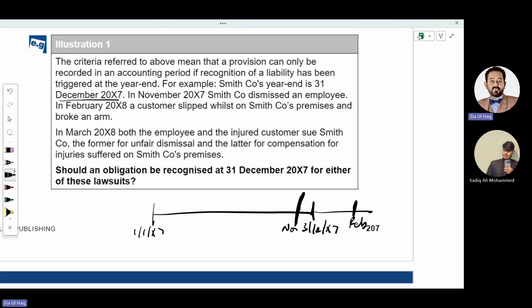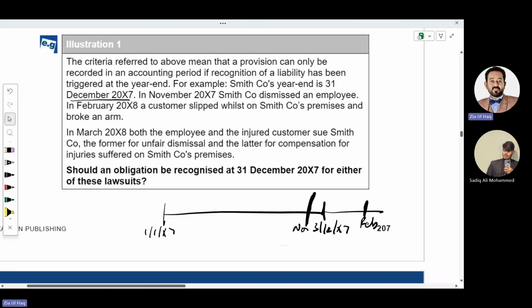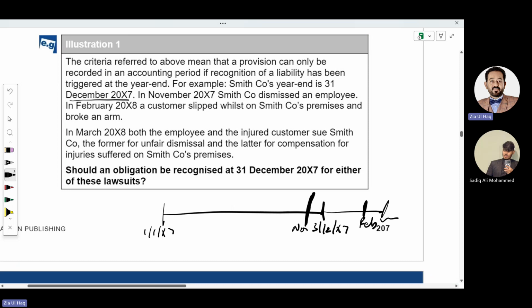And if there was water because of your company problem and you didn't put the yellow warning sign, and the customer while moving has slipped and broken his arm, he can also sue you for damages. So in March 20x8, after year end, both the employee and the injured customer sue Smith Company for damages. The former employee for unfair dismissal and the latter for compensation for injury suffered on Smith Company premises.